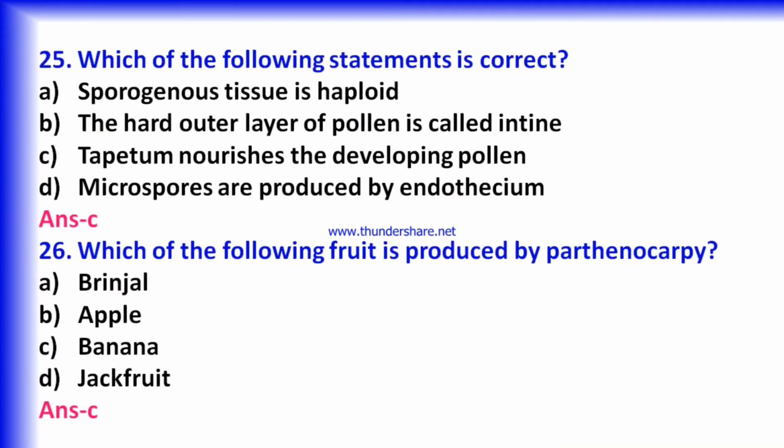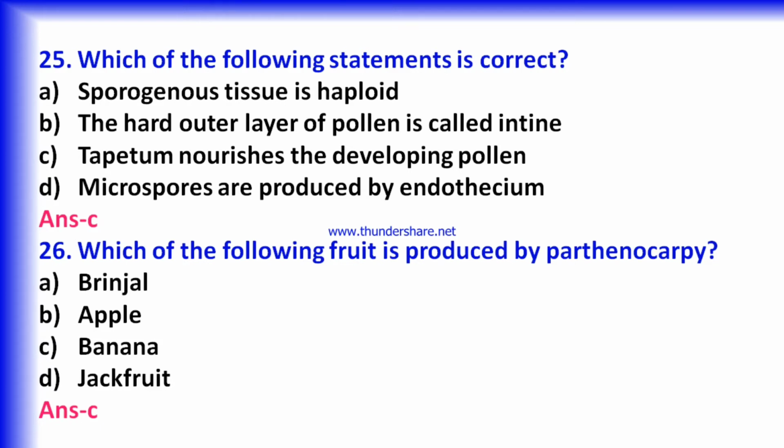Next question. Which of the following statements is correct? Sporogenous tissue is haploid. The hard outer layer of pollen is called intine. Tapetum nourishes the developing pollen. Microspores are produced by endothecium. The right answer is tapetum nourishes the developing pollen. Other statements are the wrong statements. This option C is the right statement.